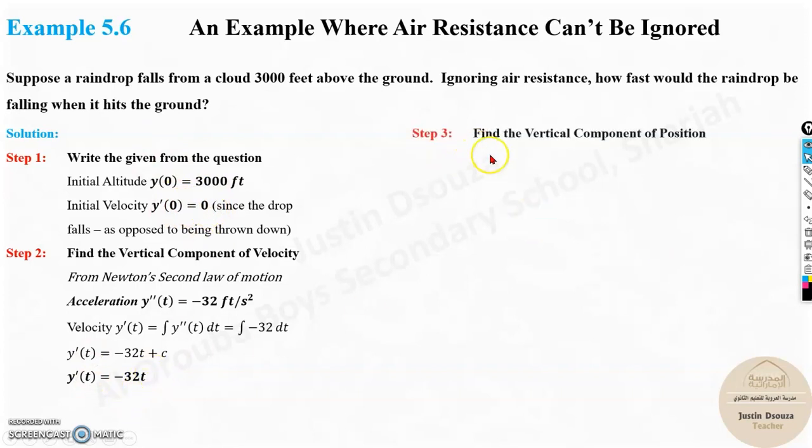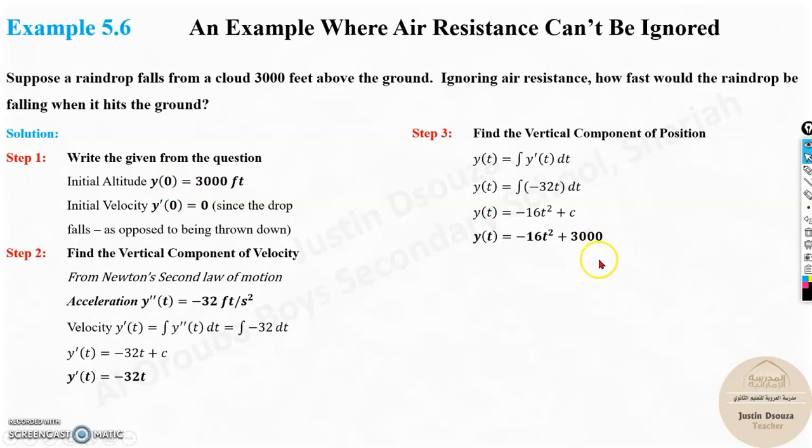Same thing now, start with the next thing, the vertical component of position, integrate this over here. When you integrate negative 32, what happens? You will get negative 32t squared by 2, it will be negative 16t squared plus c. Now, what is the initial altitude? When t is 0, c will be equal to 3000. So, given over here, we write it as 3000.